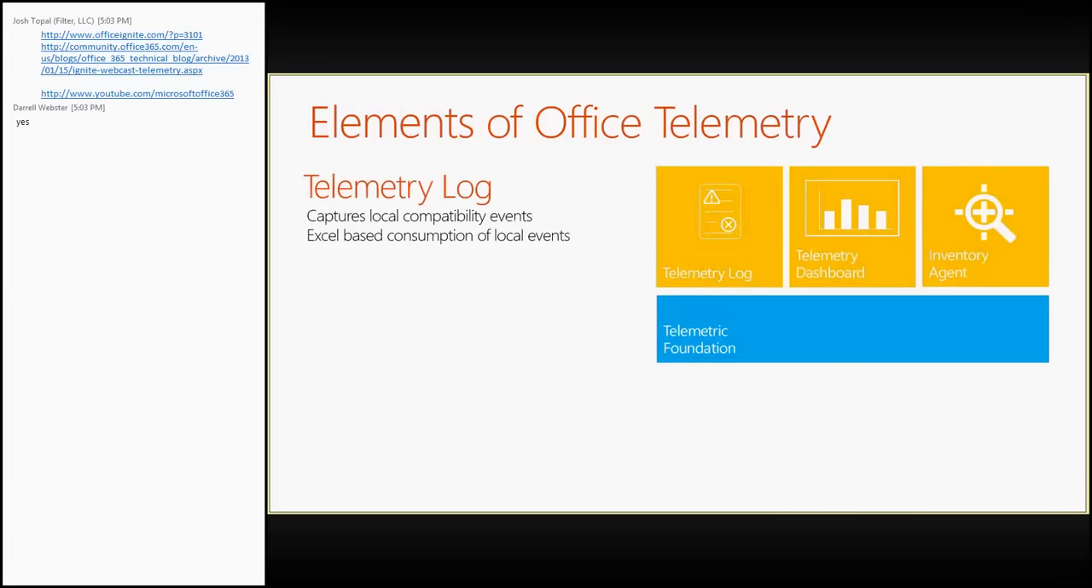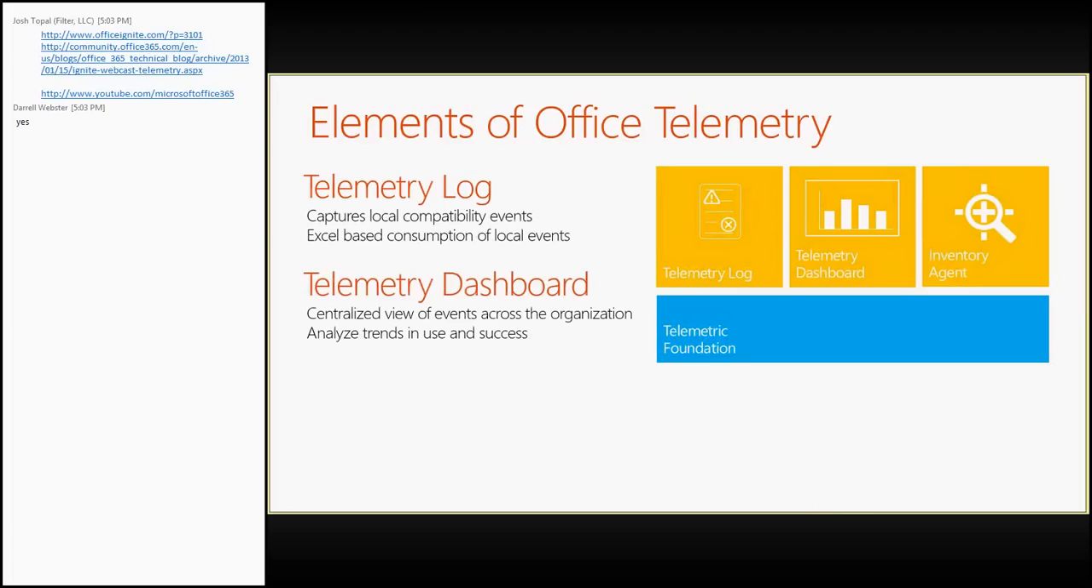So talking about the elements of Office telemetry, you've got the telemetry log, and also the telemetry dashboard. These are basically the two high-level features that, if you have Windows 8 or install Office on your machine, you can do a quick search and type telemetry, and you'll see these two icons appear. The key difference here is that the telemetry log is intended on a local user basis. It captures local compatibility events. And they're both Excel-based, the dashboard and the log.